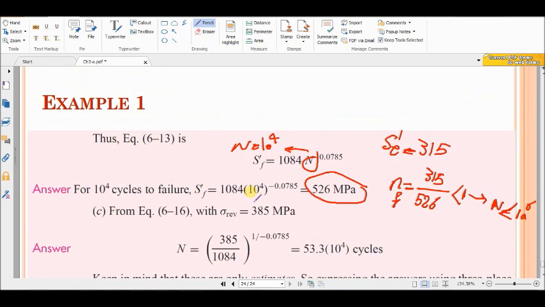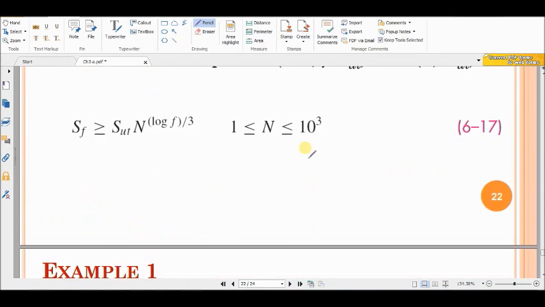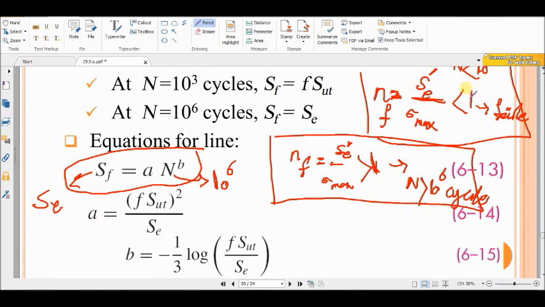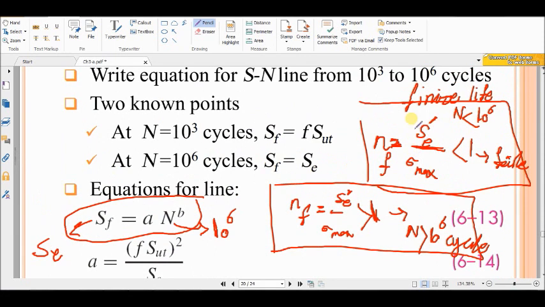First of all, let me tell you something. You are allowed to use this equation only for the case that the safety factor is less than 1. For this case, when the life is finite, this equation is not valid for a safety factor greater than 1. This equation is not able to predict the number of cycles for infinite life. So you are not allowed to use this equation under this condition.